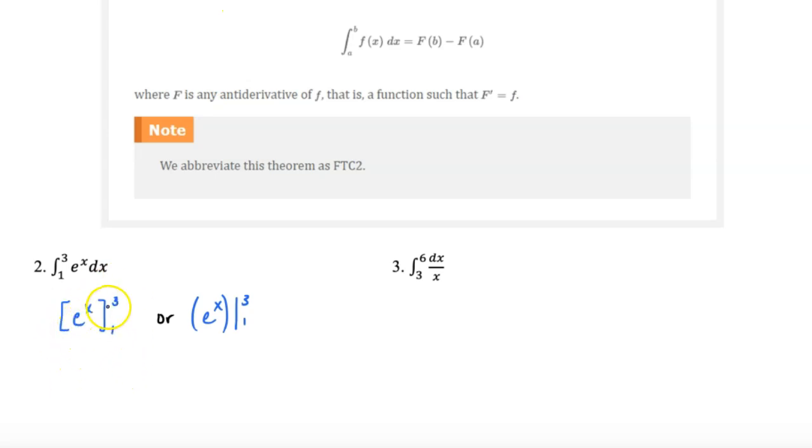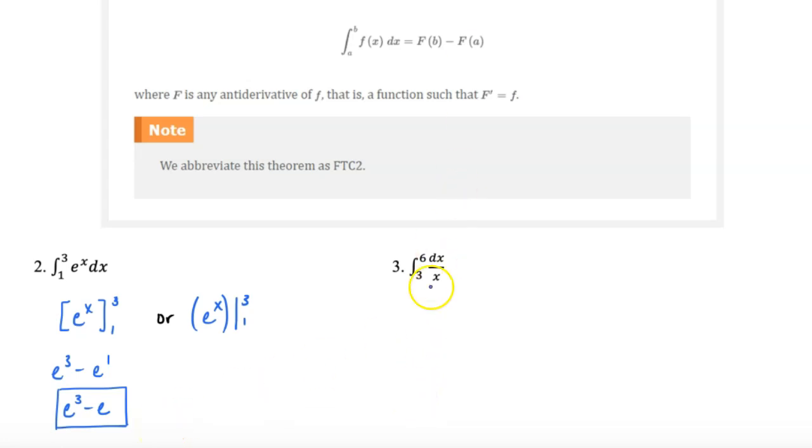And so now all I'm doing, because this is capital F of B minus capital F of A, is just plugging in 3. So I'm finding this function evaluated at 3, which is e cubed, and I'm subtracting this function evaluated at 1, which is e to the power of 1. And finally, we just want to simplify this as much as possible. Now, the only real thing we can do is get rid of this 1 because e to the power of 1 is just e. And so this is going to be e cubed minus e. And that is our integral.